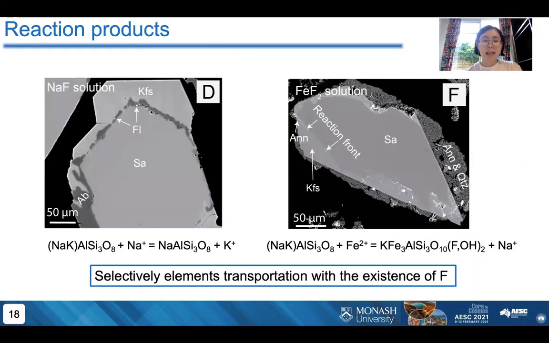This dynamic mechanism is also confirmed by reaction products from iron fluoride solution. As iron fluoride solution propagates from rim to core, it partitions sodium from pristine sanidine and precipitates sodium-depleted K-feldspar at the rim. Due to the enrichment of iron in solution, supersaturation leads to the precipitation of an iron phase instead of albite at the reaction front. And we suggest that the zonation texture is because of the selective ionic transportation with the existence of fluoride.